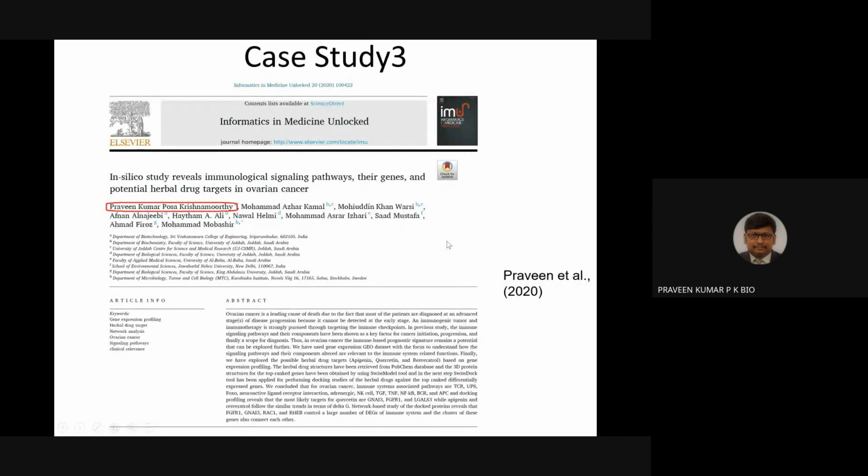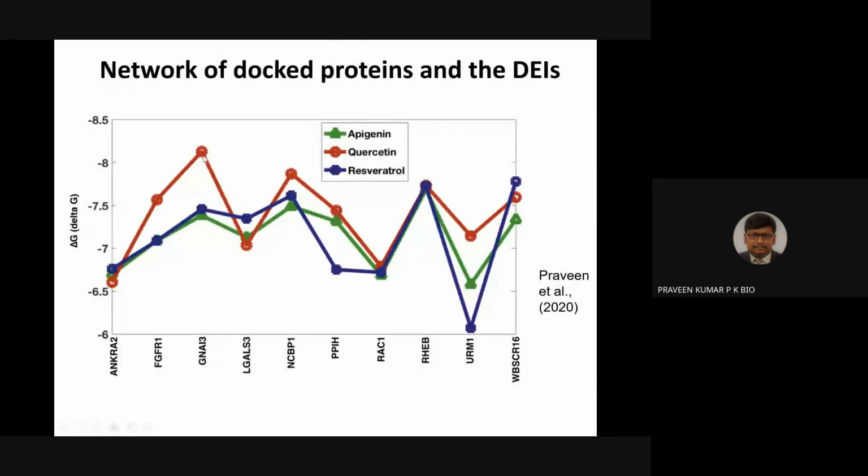I'm not bothered whether a gene is coming under upregulated or downregulated, but these 10 genes, whatever I filter at the end, are the most important target genes responsible for ovarian cancer. So I went through several steps of procedure to finalize the 10 important genes. Later, I worked with three important plant compounds. So this is the article. It reveals what is the best plant compound.